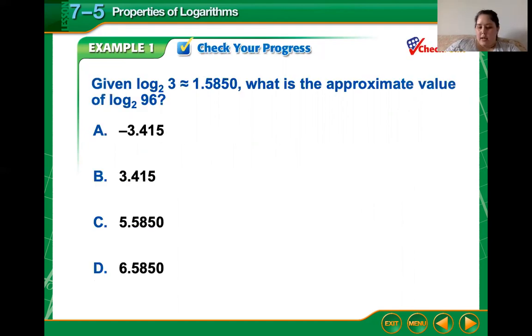So go ahead and try this. Pause it on your own to give yourself a chance to try it. All right, so with this, you should get D. Log base 2 of 96 is the same thing as 6.5850.